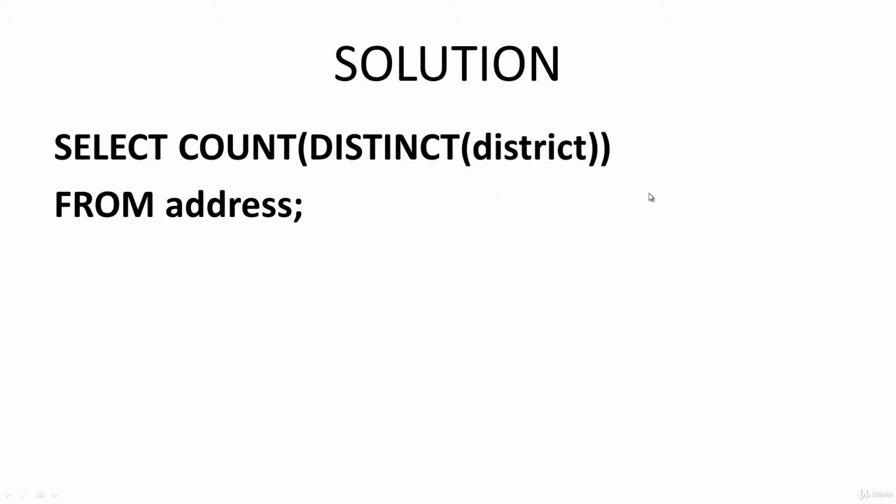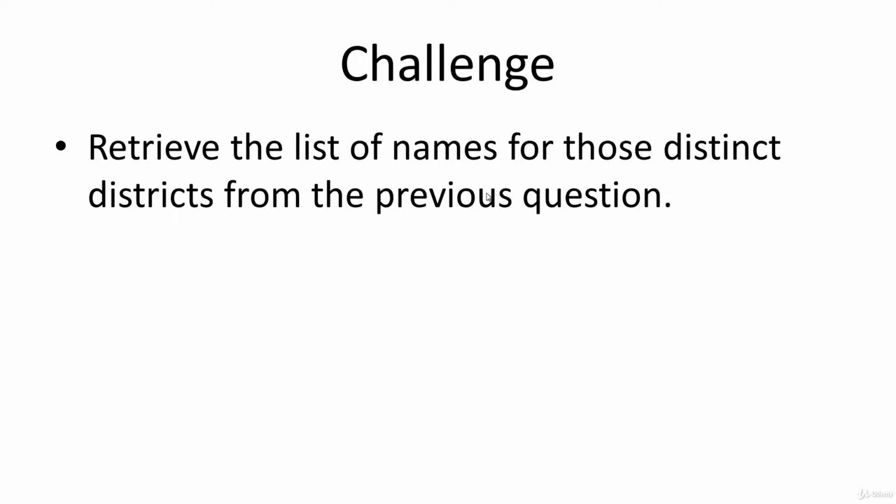So it means it'll just filter it down so Alberta only shows up once, or that particular district only shows up once. And then what count is going to do is just count all those distinct districts. And that's basically going to give you the answer of how many districts or unique districts are the customers from. And you have to get that from the address table. Okay, so one more challenge. I want you to retrieve the list of names for those distinct districts from the previous question.